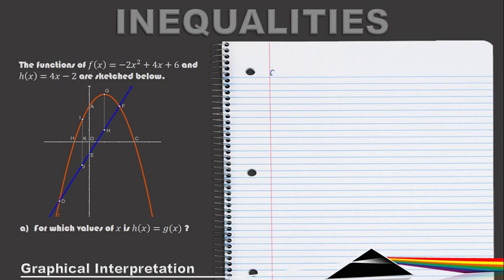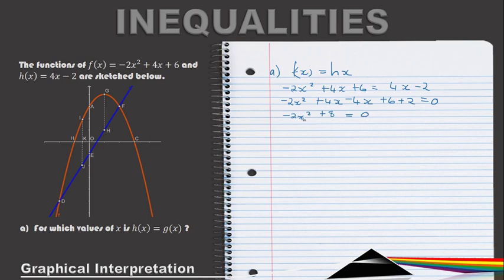So we're going to set the two functions equal to each other. That's just going to be f(x) equals h(x), so minus 2x squared plus 4x plus 6 equals 4x minus 2, and then I simply solve for x. So this minus 4 comes over, so this is minus 2x squared plus 4x minus 4x, and then plus 6 plus 2 equals 0. When I take these over, the signs change. So minus 2x squared, add the like terms, this becomes 0, and then this becomes plus 8 equals 0.